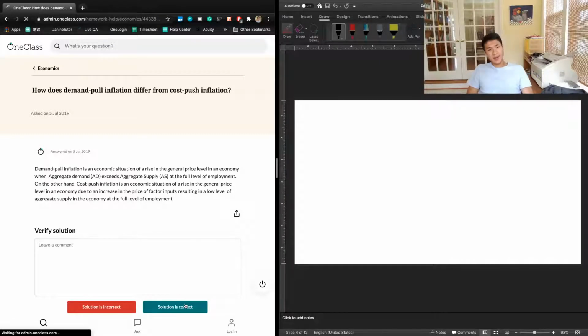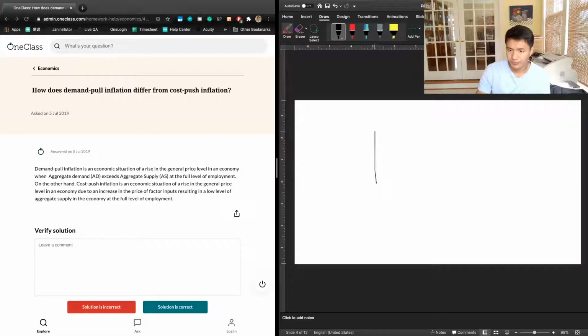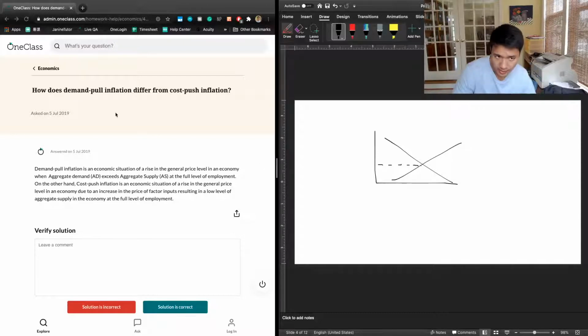So next question says, how does demand pull inflation differ from cost push inflation? So again, on the AD-AS graph, right, we know that price going up is what inflation looks like. So any change that drives up the equilibrium price from this equilibrium over here is going to be referred to as inflation. And so we have two ways this can happen. Demand pull inflation is basically saying a change in demand is the reason we see inflation.